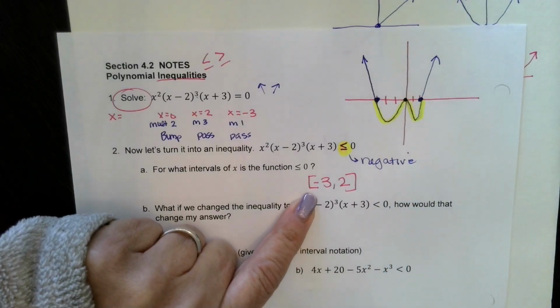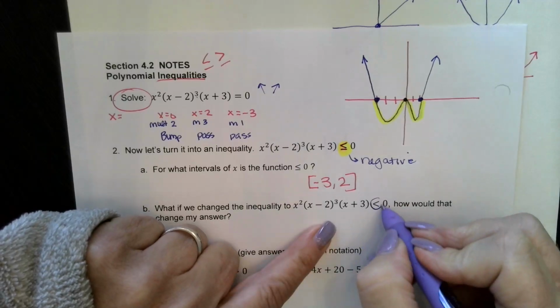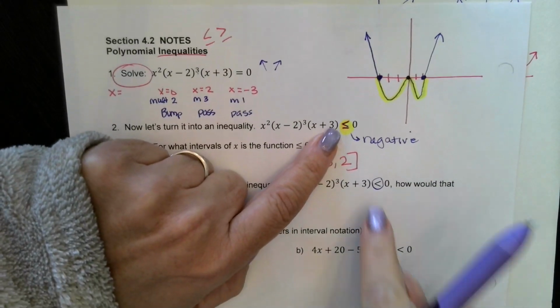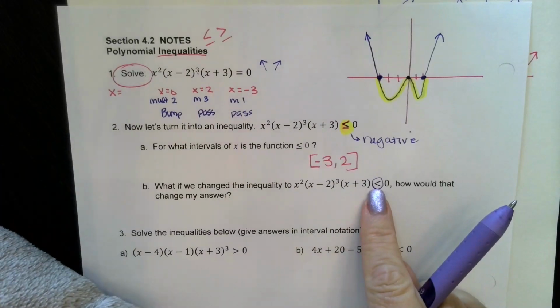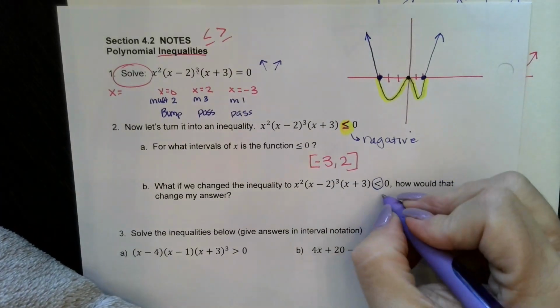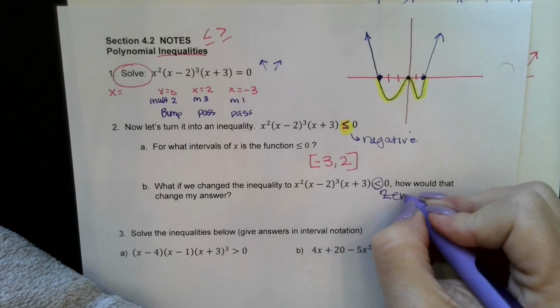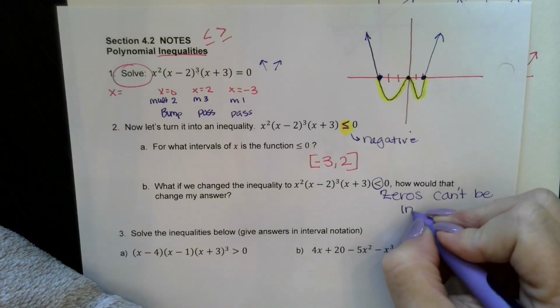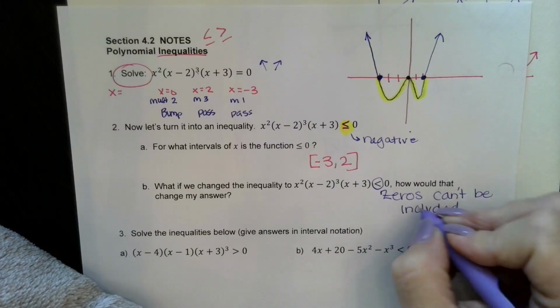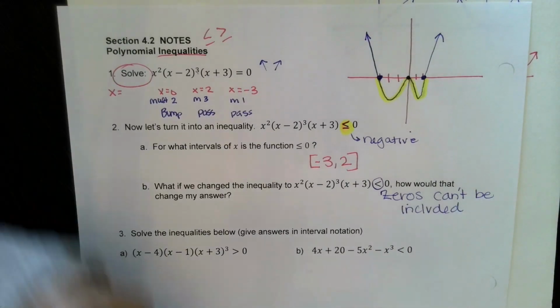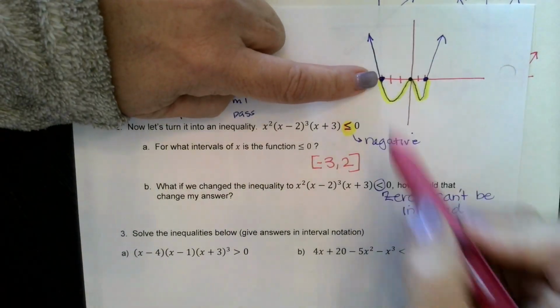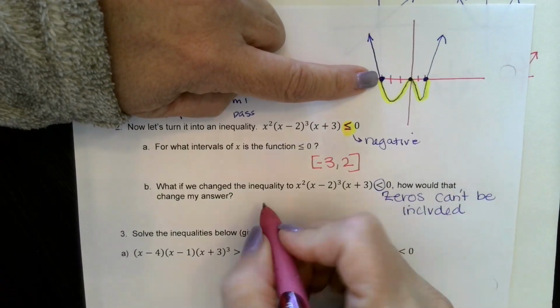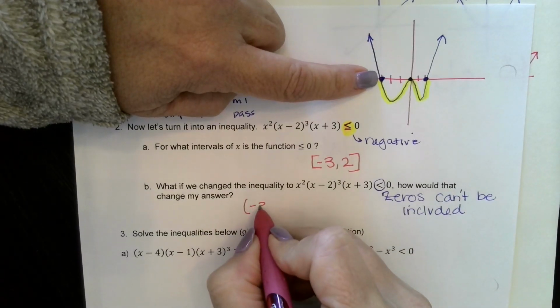Okay, so this next question says, okay, what happens if we get rid of the less than or equal to and we make it just less than? How does it change? Well, what this means is that the zeros can't be included. So if I look at this, I'm going to still start at negative 3 because it's still less than. But this time I have to use a parenthesis.